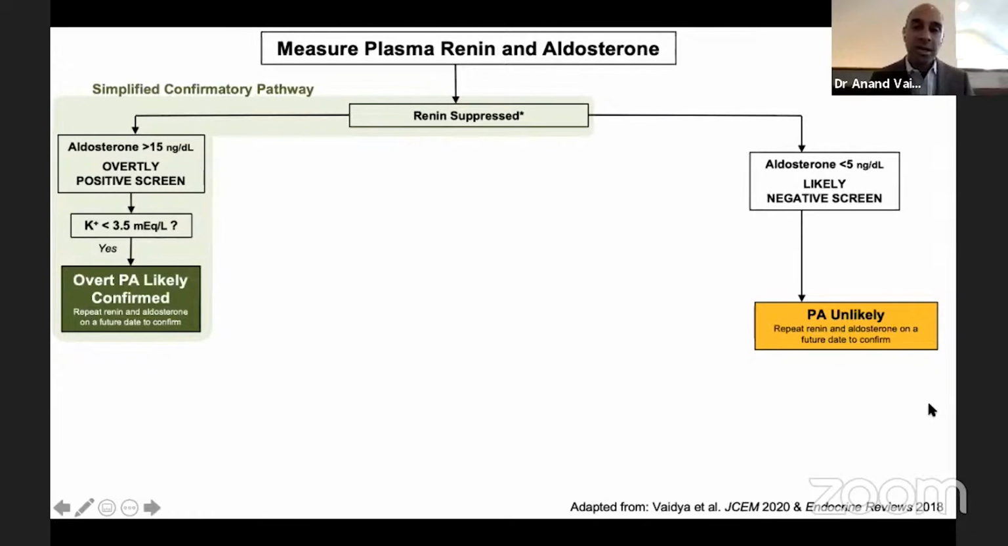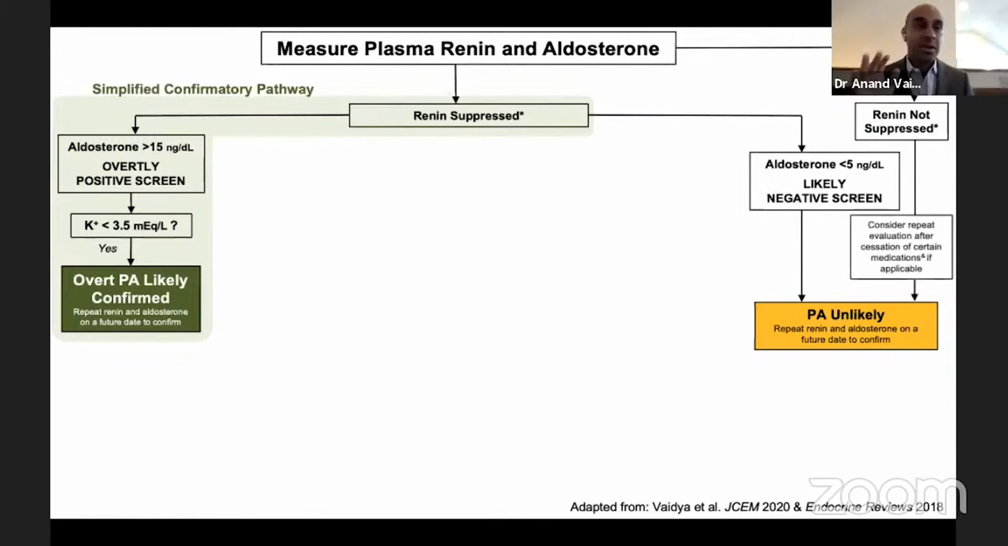And if you want, you can repeat renin and aldosterone on a separate day in the small chance that this is a false negative, but it's a pretty small chance. Another way to exclude the diagnosis is if renin is not suppressed. The caveat being, if the patient is on a mineralocorticoid receptor antagonist or ENaC inhibitor, medications that can raise renin, then you may do a washout and repeat testing.